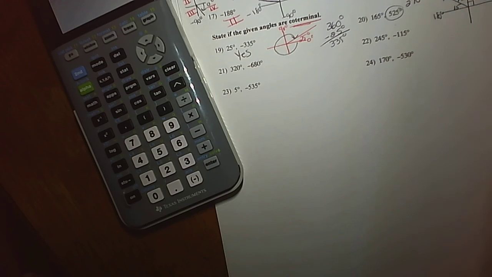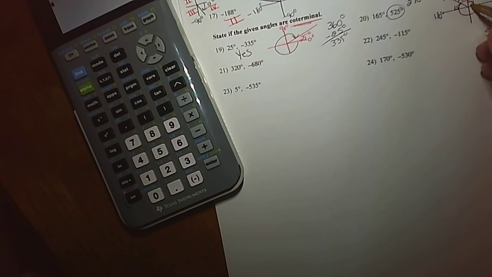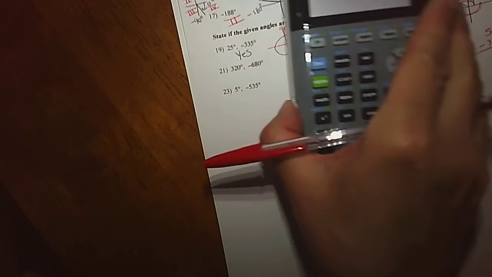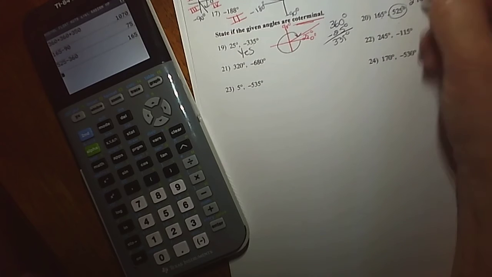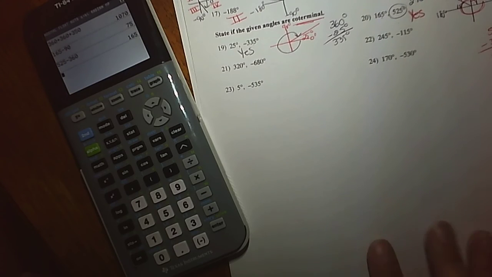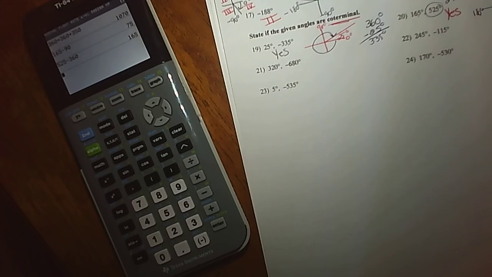Now, we've got to figure out where 525 lands us. So 525 is a big angle. So what's a whole way around a circle? 360. So if I go a whole way around, let's do 525 minus 360. I get 165. Oh, see how that's the same thing? So yes, those are coterminal angles. They land in the same spot.